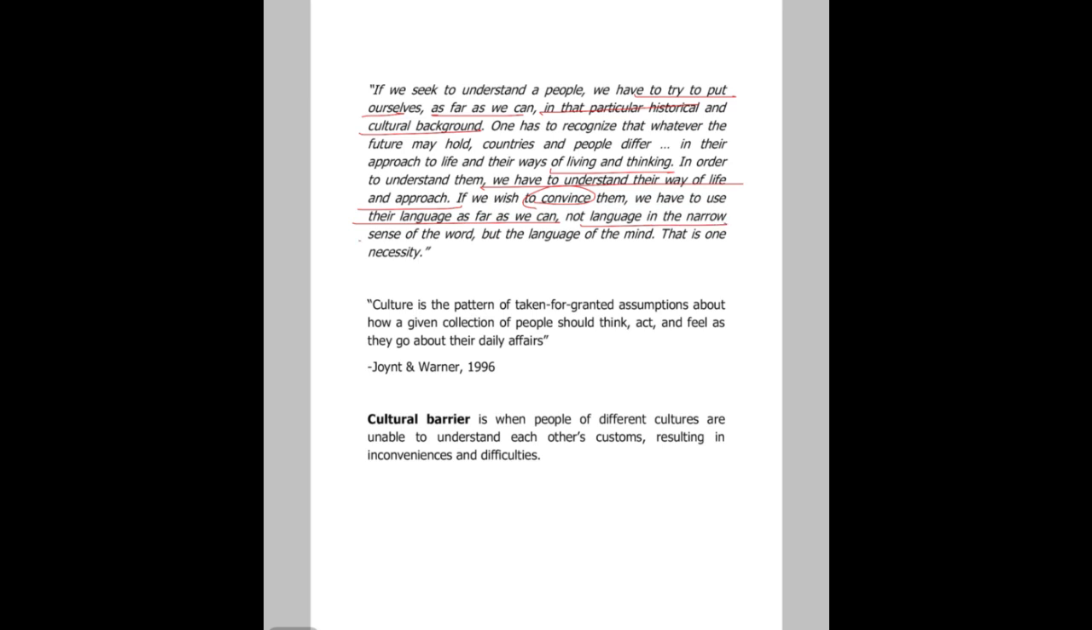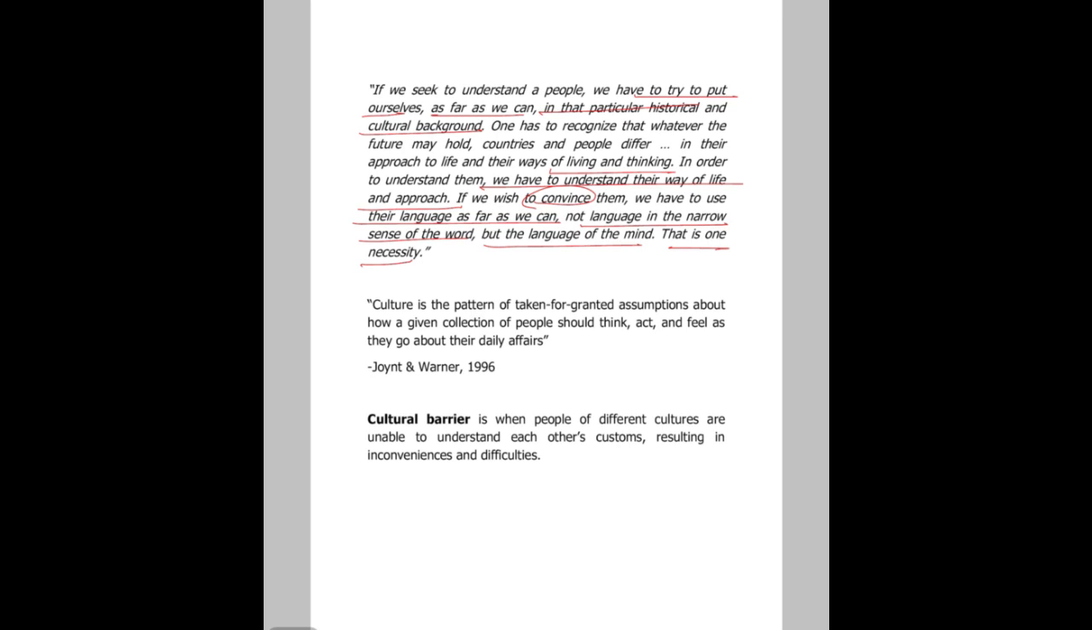Not language in the narrow sense of the word, but language of mind that is one necessity. So it is very helpful because this quotation really reflects everything that I'm going to explain. So in the first sentence, in order for us to understand other people, we need to put our shoes in their shoes. Okay? It means, ilagay natin yung sarili natin sa posisyon nila. Intindihin natin yung posisyon nila or itry natin na isipin, what if ako yung tao na yun? What if nandun ako sa ganong situation na yun?